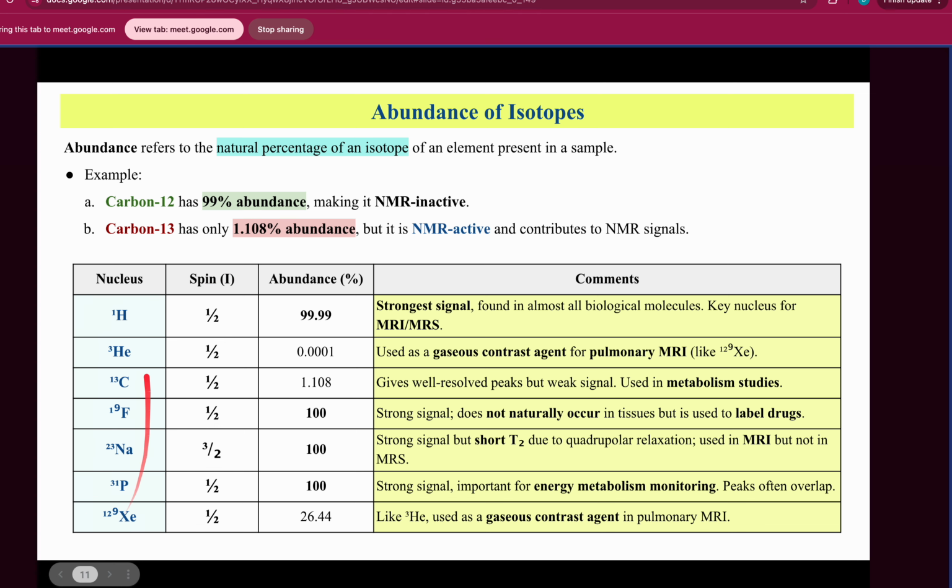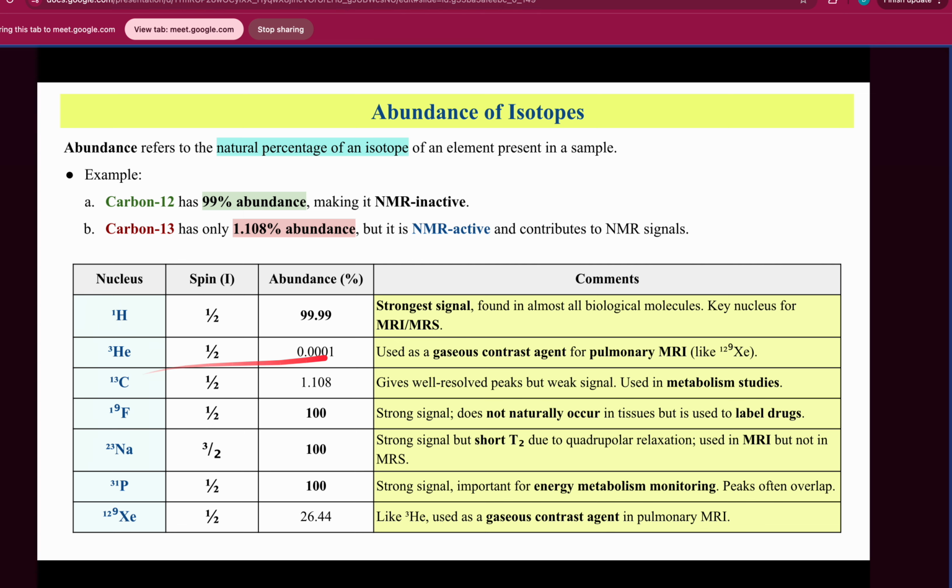Okay, so now this is the list of all the nuclei, all the elements which have some spin value and what is their abundance. So you can go through this table to study when to use which element. So in this case, for example, the H1 nucleus is 99.99% abundant. That means it's highly abundant, due to which it will give the strongest signal, and it is found almost in all biological molecules. And this is also the key nucleus which is used in MRI and MRS.